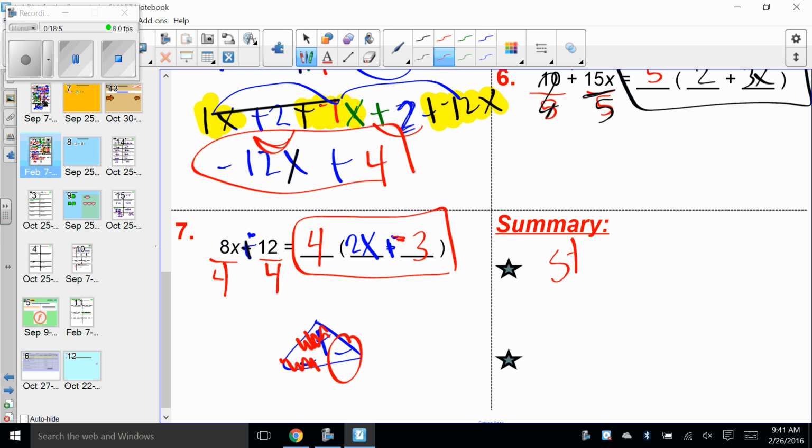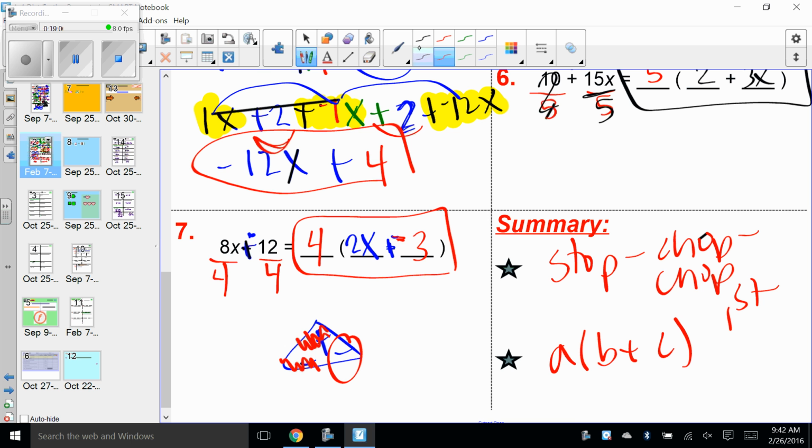So remember to stop, chop, chop, because then you don't have to worry about your signs. Make sure you do that first. And then just remember the distributive property. Number on the outside, you send it into both. You have to send it in 2 times.